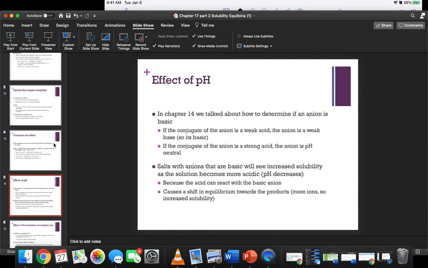All right. The last couple things will be more conceptual for this part. So here we have the effect of pH. And this probably should say chapter 16 here, so I'm just going to go ahead and fix this before I even blow up this slide.